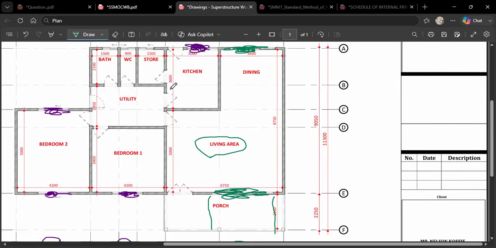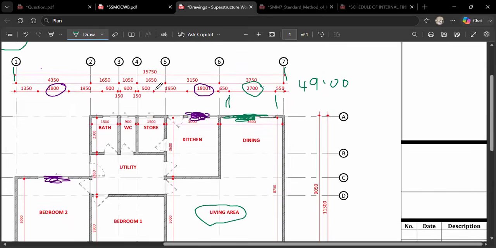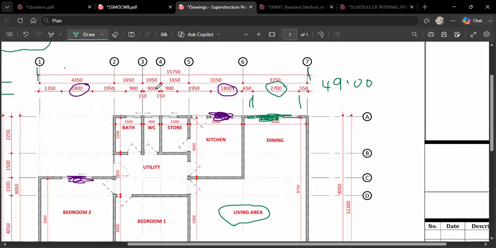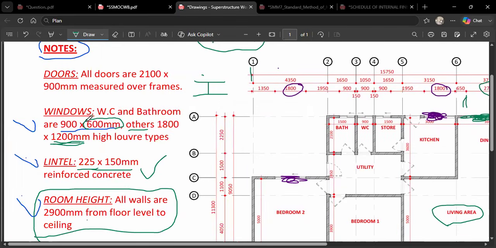So we are coming to now focus on the storeroom, the WC and the back. Take note that the WC and the back, according to the details they gave us over here, have a width of 900, but they have a height of 600. So you can just go and multiply 900. You see 900 is over here for this.